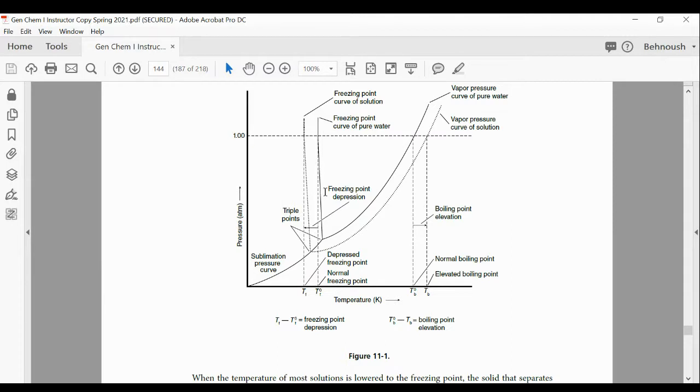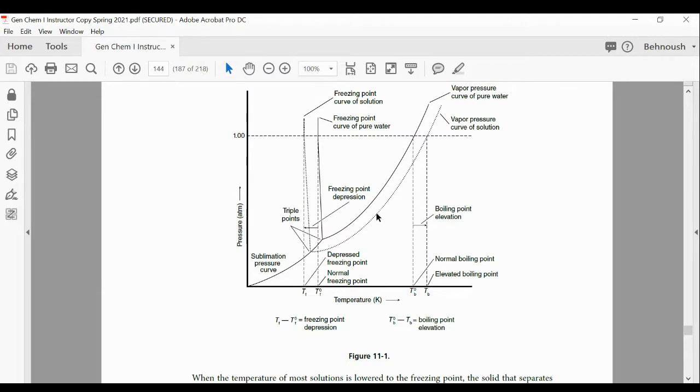So this diagram shows your change in freezing point and change in the boiling point. When we have a solution, it would show this dashed line on the phase diagram, okay, using the dashed line. The solid line is your solvent.